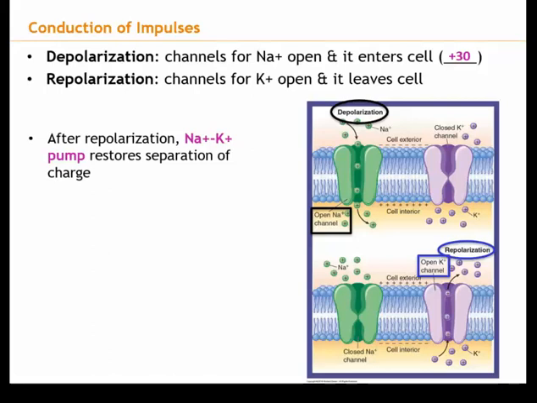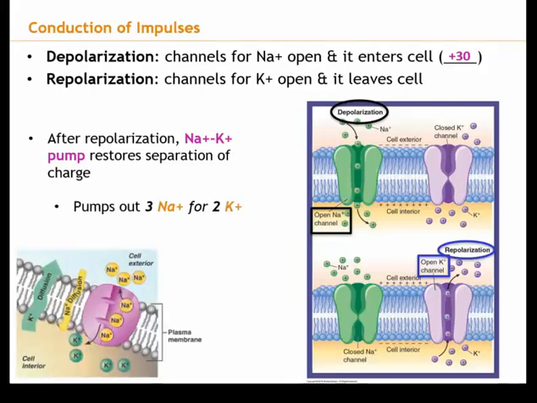Okay, so after repolarization, the sodium-potassium pump that we mentioned earlier restores the separation of charge. This pump is energy dependent, meaning it requires ATP to function. So it's going to pump 3 sodium out for every 2 potassium that goes back in, so that they are returned to the interior of the neuron. This process is repeated for every single action potential. So we're going to constantly keep pumping.